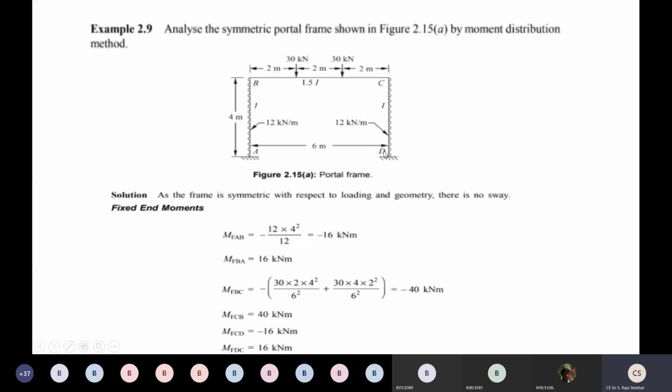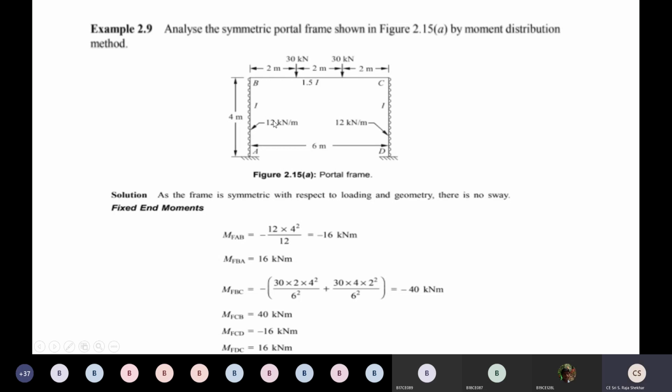So this is a portal frame. Here, two ends are there. These two supports, A and D, are fixed supports, and B and C are the two joints. They are rigid joints. So for this, we need to analyze.